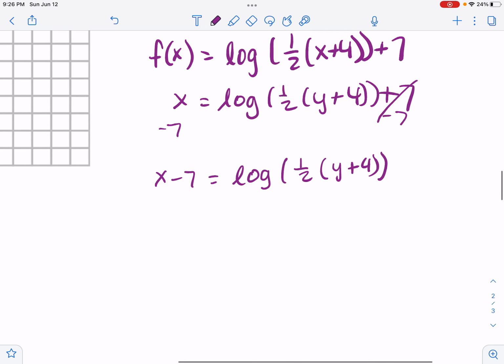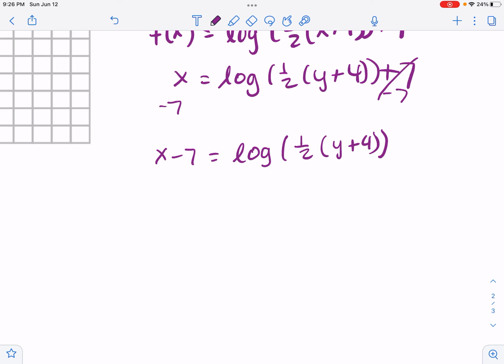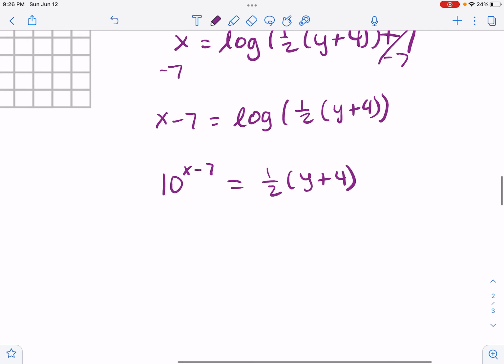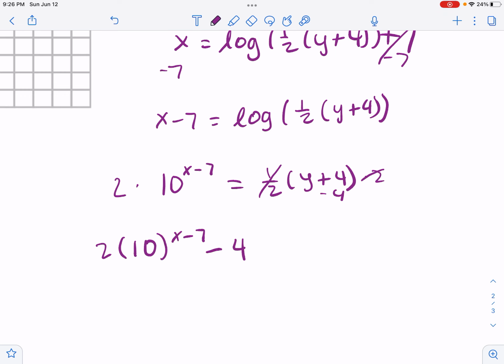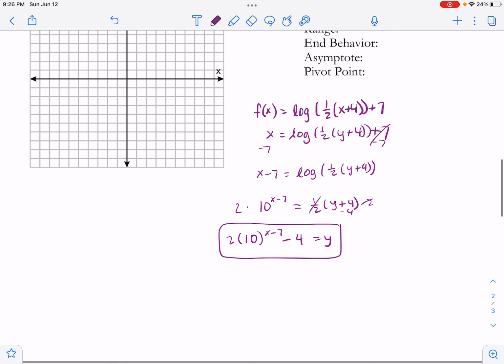And then we have to flip the form to exponential form. So that would be 10 to the power of x minus 7 is equal to 1/2 y plus 4. And then we times 2 to get rid of this, times 2 here. So that would be 2 times 10 to the x minus 7, minus 4, because we would just take this to the other side now, is equal to y. So this would be our new function.